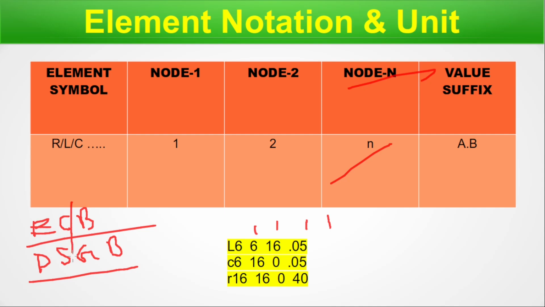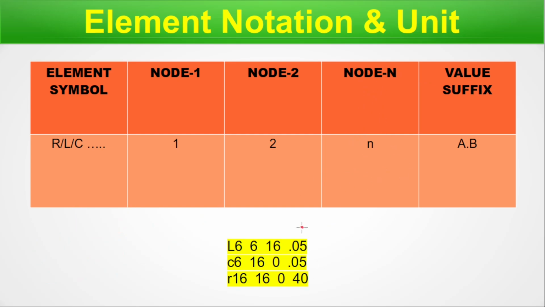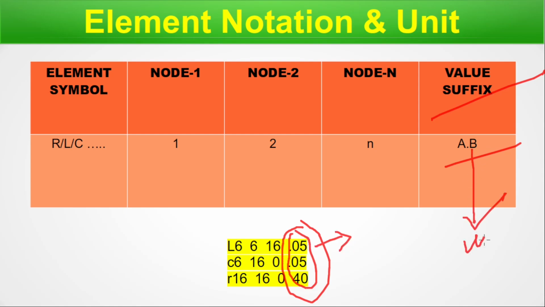So after the first 2, there could be 1, there could be 2. So n number of nodes could be there. So hence we keep this node n. Now let us look at the value and the suffix which is kept here, and here you can see A dot B. The unit will be Henry. So L is Henry, C will be Farad, R will be ohms, and so on. So we will come to all these details in the upcoming slide.